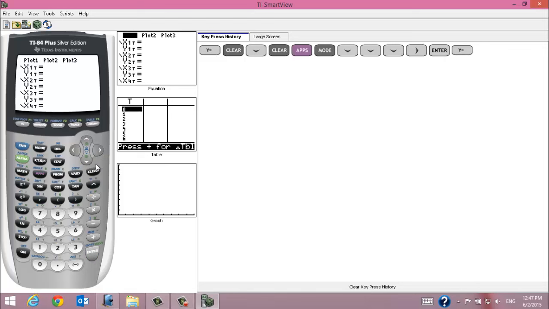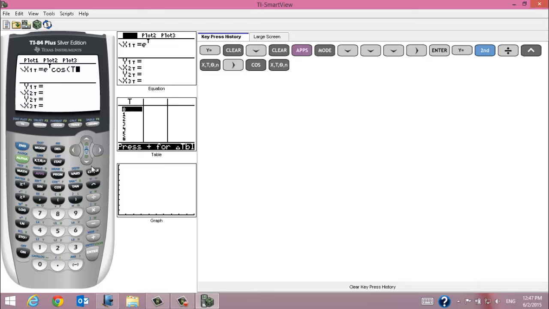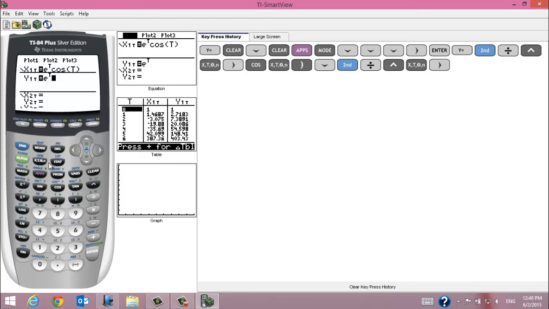Then you can key in: e power t, then cosine t. Then same thing for y: e power t and sine t.